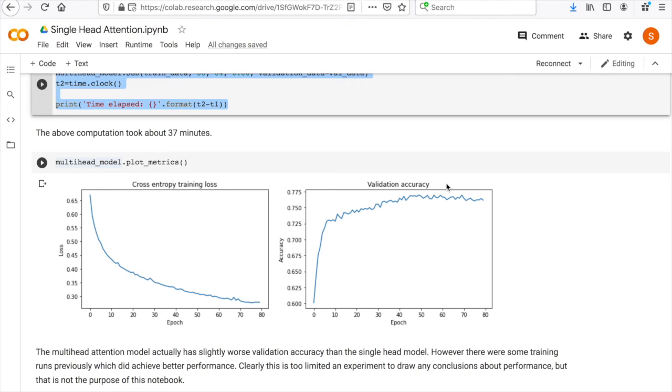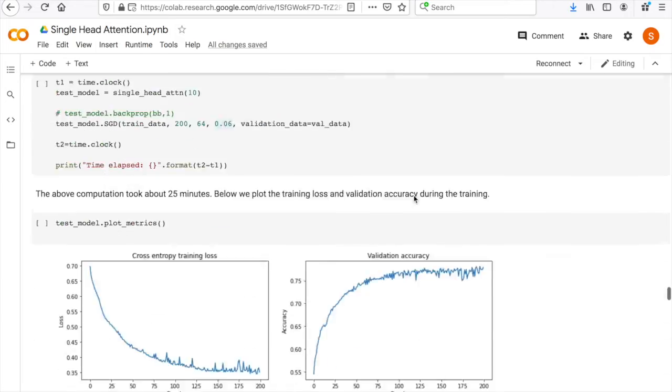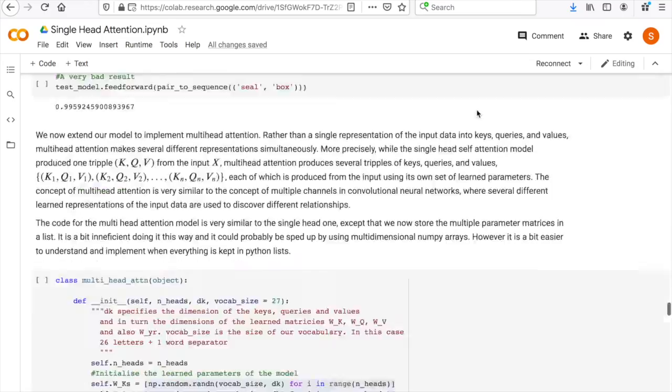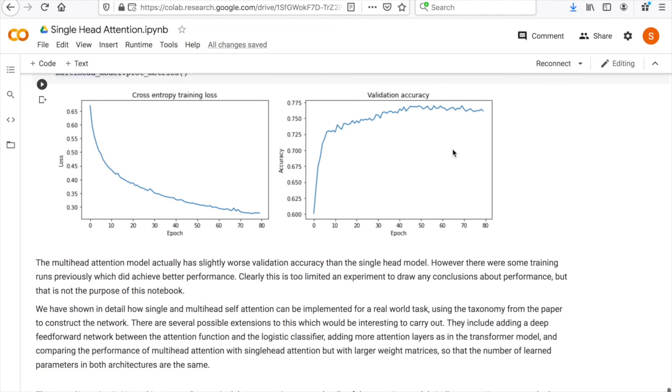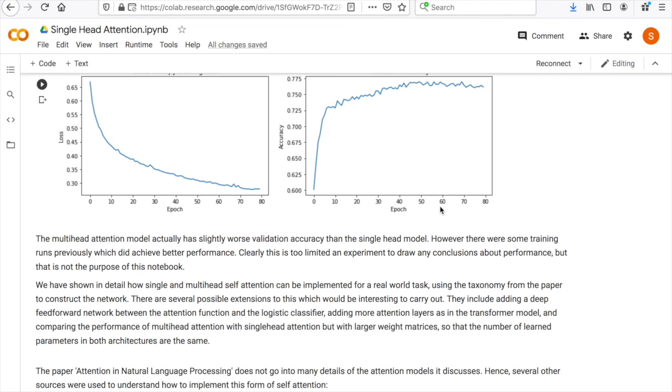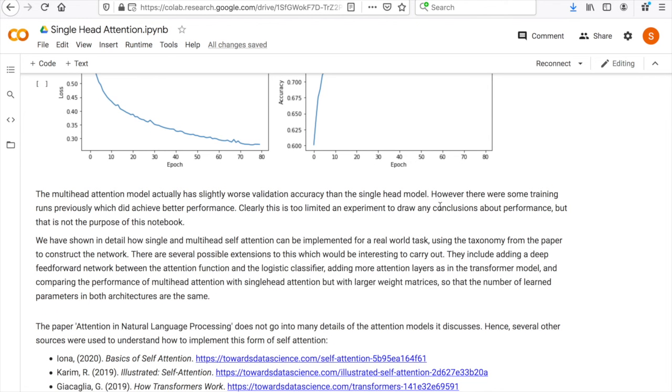Interestingly, the maximum validation accuracy here is actually a little bit lower than in the single head case, but it's unclear whether that is due to the architecture or the hyperparameters or just stochasticity, because there were previous runs where the performance was swapped. However, the purpose of this demonstration isn't to compare which architecture is better for this task. It's just to show how they can be programmed and implemented, which I hope we have done.